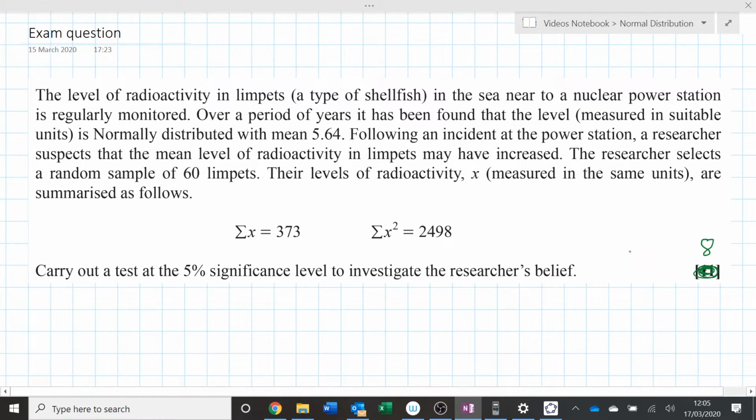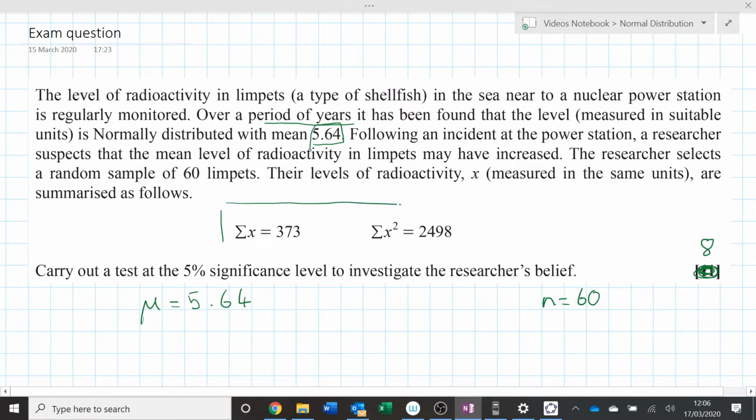Okay, so we have got some limpets. We've got a normal distribution. So over a period of years, that means that historically, this is mu. So I'm going to immediately write down that mu is 5.64, just to keep track of stuff. Following an incident at the power station, a researcher selects a random sample of 60. So when we do our sample, we're going to get n equals 60. Their levels measured are summarized as follows.